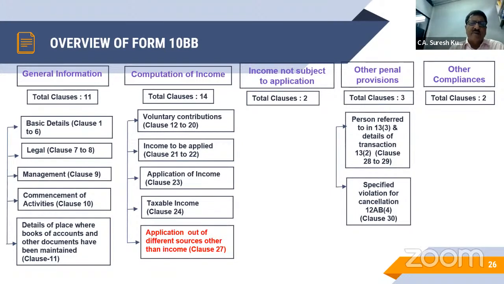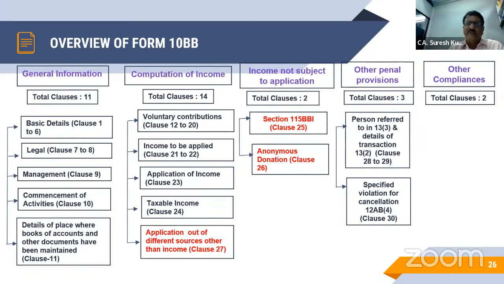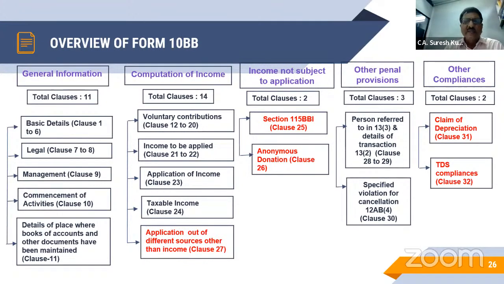And the other clauses under 10BB cover application out of sources other than income. In case some of the NGOs during the year have made application other than from income, then this clause shall be applicable. Again, section 115BBI, if there is certain income due to violation of compliance provisions, then this clause needs to be furnished. Then if an organization receives anonymous donations, this clause also needs to be furnished. Then there is the claim for depreciation where the acquisition of the asset has already been claimed as application, where again this clause is applicable only to a select few categories of NGOs, and the TDS compliances. So basically, in short, the point I am making is that the black ink clauses apply to all categories of NGOs, and the red mark clauses may apply to some NGOs and may not apply to all categories of NGOs within 10BB.